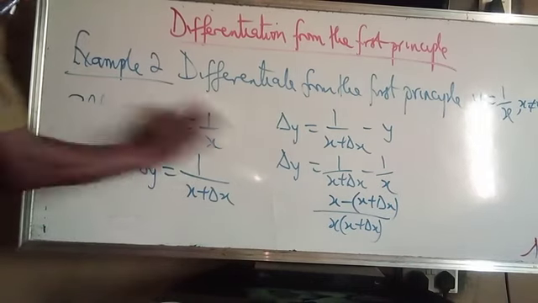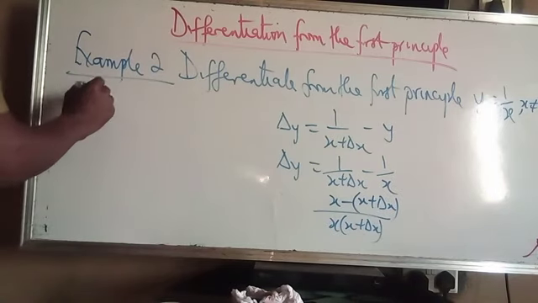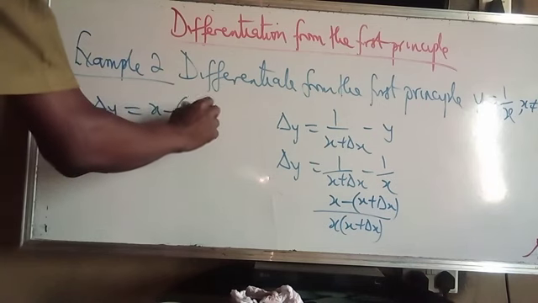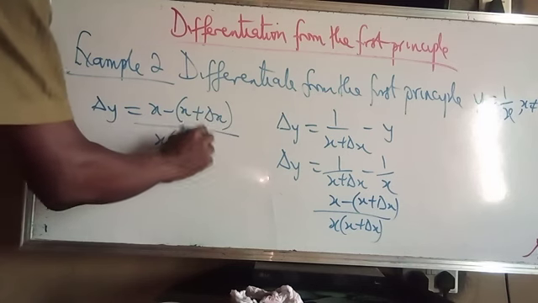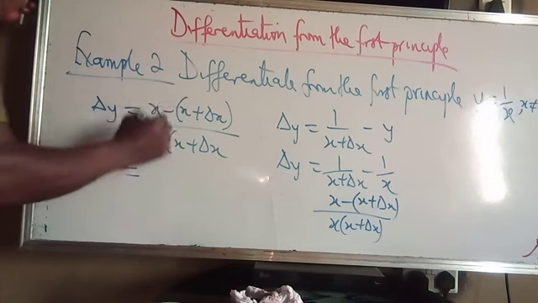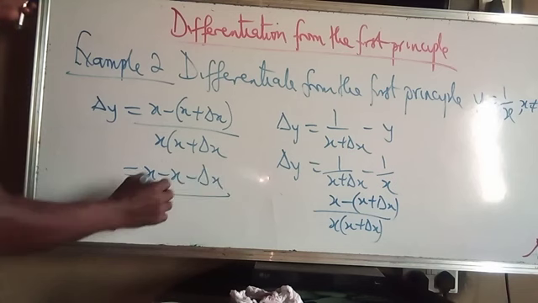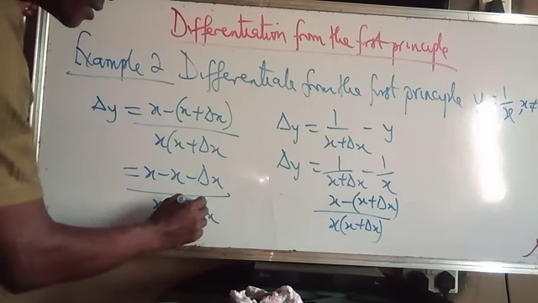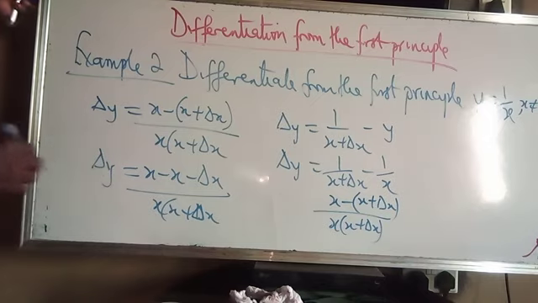Now, that implies that change in y will be 1 over x minus 1 over x plus change in x, which is x minus x plus change in x all over x into x plus change in x. So which will be x minus x minus change in x when you open up the bracket, all over x into x plus change in x. Okay? I hope you are following. Yes. Okay.